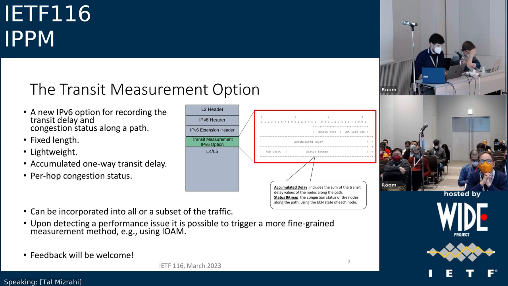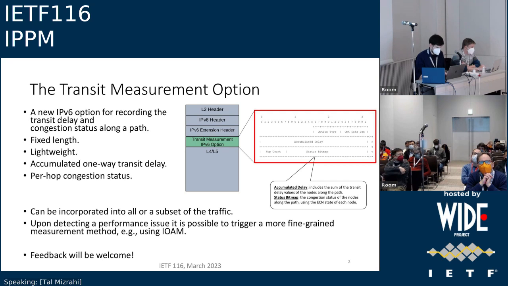And the other important field is the bitmap, which is a congestion state bitmap. Each node updates its own bit in that bitmap, which represents the ECN state. If according to the ECN state, the node or the queue is congested, the bit is set. If it's not congested, the bit is not set. So this is a very short IPv6 option. It has a fixed length, and even though it has a fixed length, it gives a pretty good picture of the congestion status along the path.